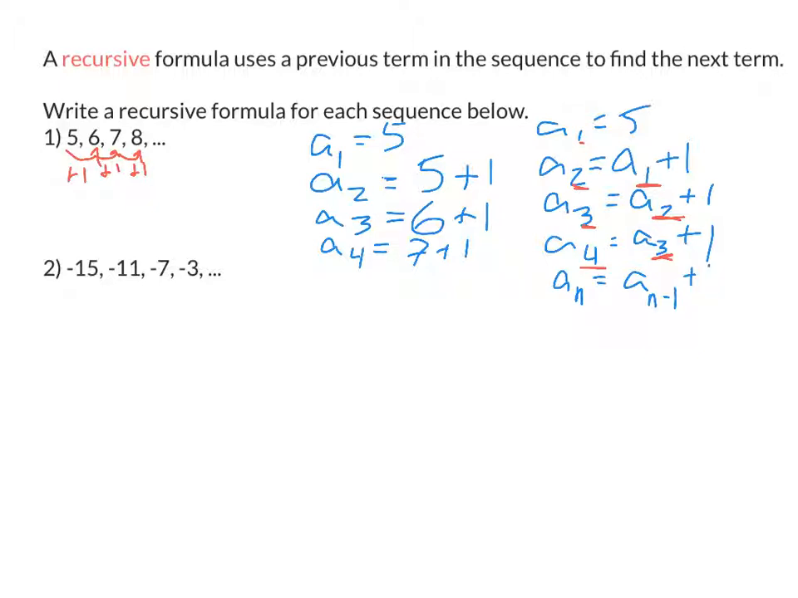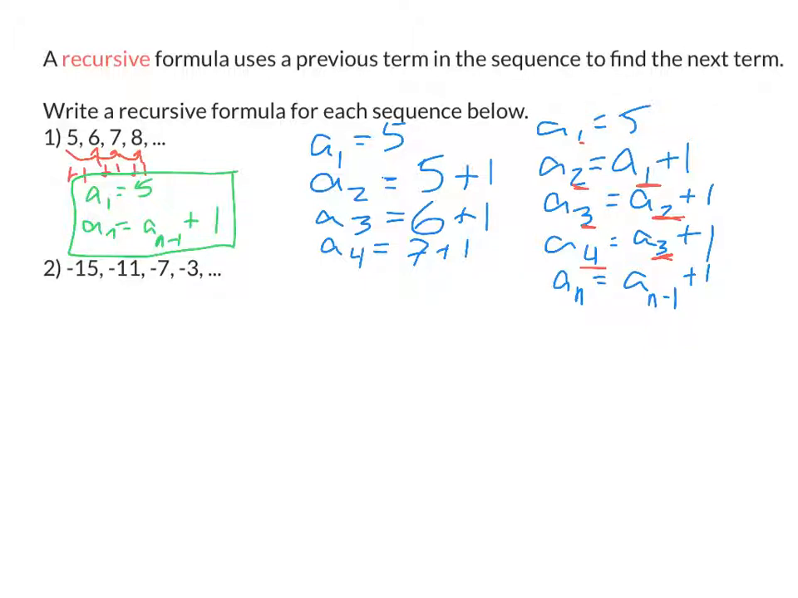So officially, we need to say a sub 1 is 5, and a sub n, the nth term, would be your previous term, a sub n minus 1, plus 1 more added to it. And this is how we write our recursive formula. Let's try the next one.